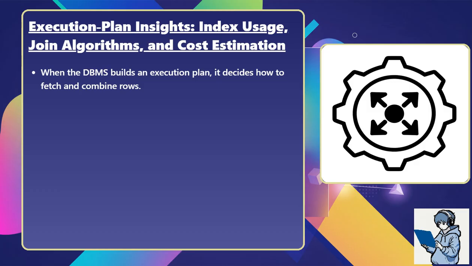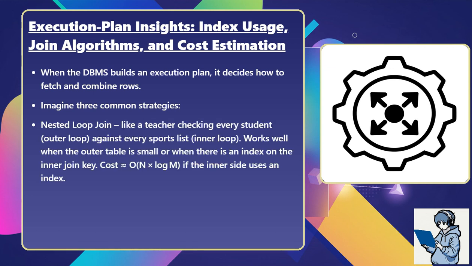When the DBMS builds an execution plan, it decides how to fetch and combine rows. Imagine three common strategies. Nested loop, like a teacher checking every student, the outer loop, against every sports list, the inner loop. Works well when the outer table is small or when there is an index on the inner join key. Cost approximately O of n times log m if the inner side uses an index.